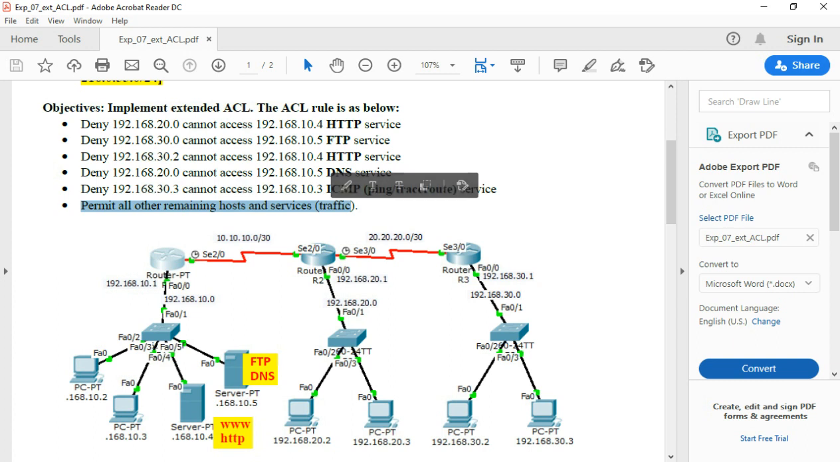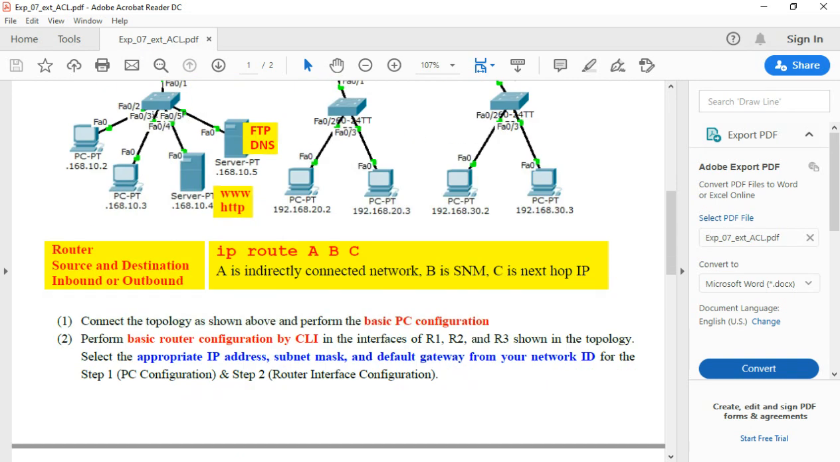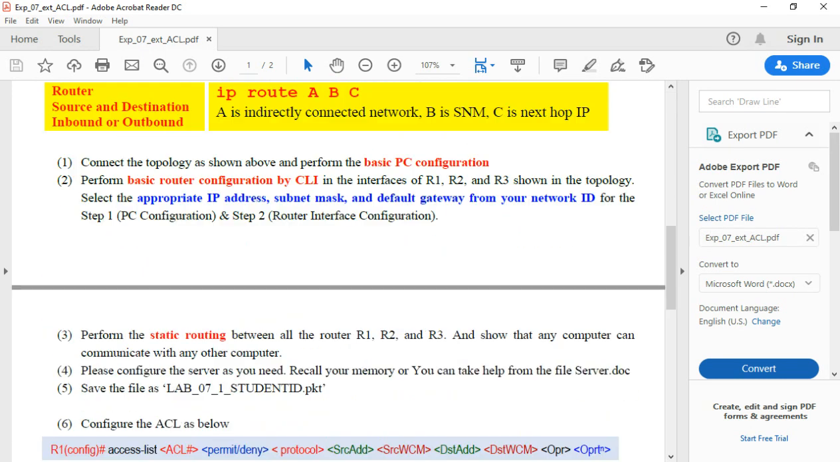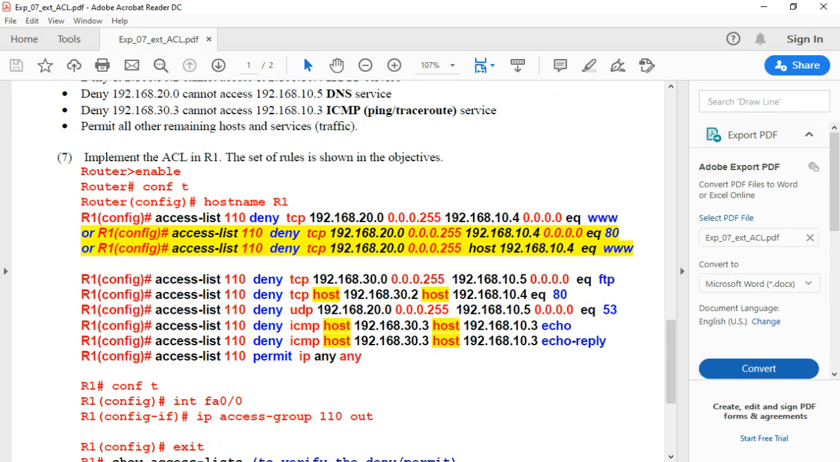So let's start. Before starting, there's something we must know. Access list numbers should be from 100 to 199. And there are some rules we must follow. We can look at this instruction. The first instruction, the second instruction and the third instruction are equivalent. We can write one of them if we like.